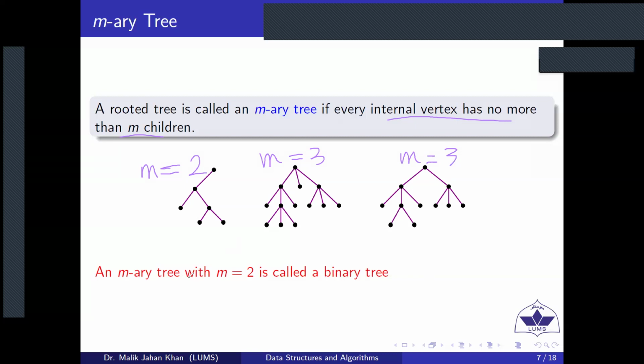And an m-ary tree with m equal to 2. So when we talk about trees somewhat similar to the one on the left side, when m is equal to 2, we call it a binary tree. Binary tree is a very frequent term which we'll keep on using in today's session and in the coming sessions. And people use it a lot in different interview questions as well. So a binary tree is a tree where every internal vertex has no more than 2 child nodes.